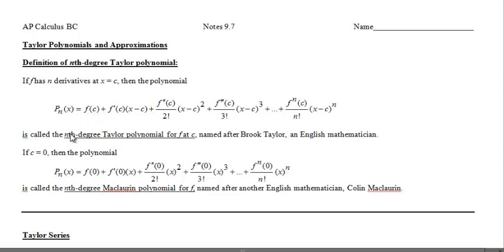All right. So this is called the nth degree Taylor polynomial for the function, whatever it is, at C. And it's named after Brook Taylor, this English mathematician. And then if C is 0, then of course the polynomial is going to reduce down to a Maclaurin polynomial. And that's named after yet a different English mathematician. Okay, so this kind of gives us an idea of how we're going to form those Taylor polynomials or those Maclaurin polynomials.